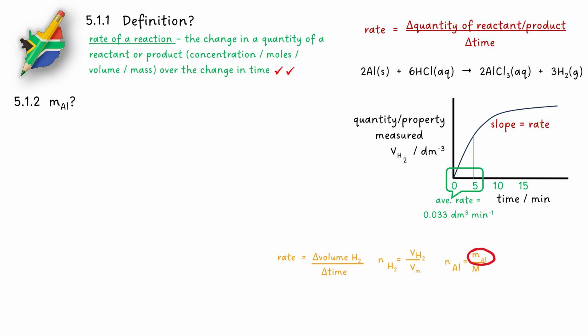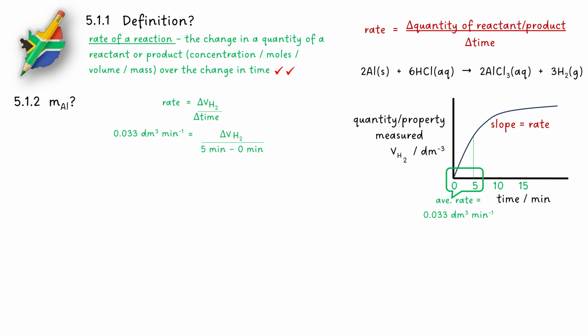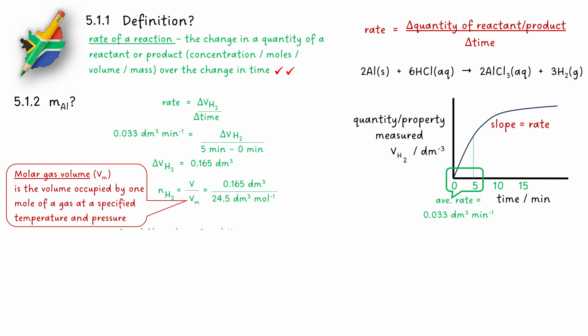So let's do that. We can take the rate equation, put in the given average rate for the first 5 minutes, and the change in time, and we can calculate a volume of hydrogen produced in 5 minutes, which is 0.165 decimeters cubed. Taking this value and dividing by the given molar volume, which is the volume occupied by 1 mole of a gas at a specific temperature and pressure, we get 6.74 × 10^-3 moles of hydrogen produced at 5 minutes.